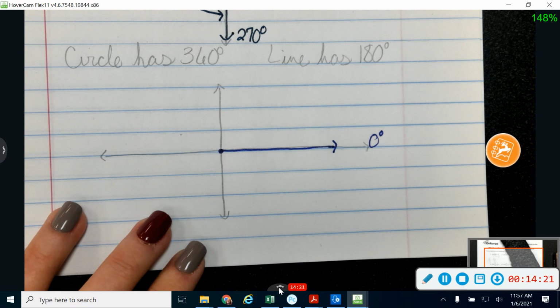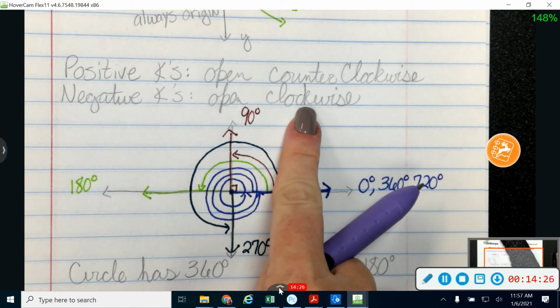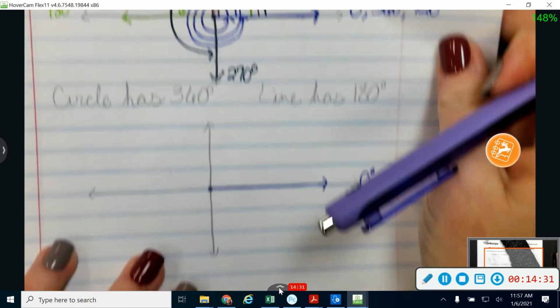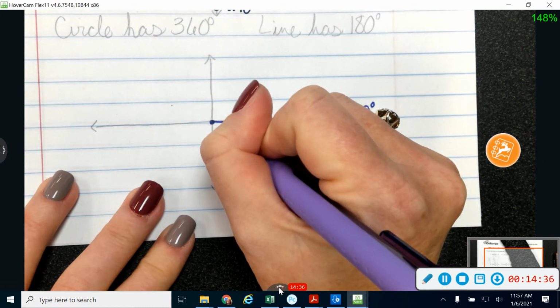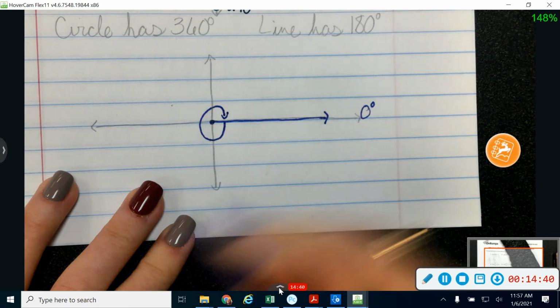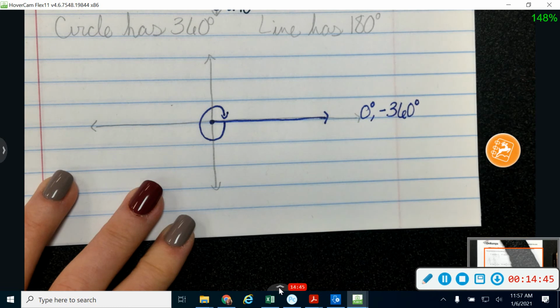This time I'm going to measure clockwise. What does it mean when I open clockwise? I'm going to have negative angles. That's right. So my measurements now are going to be less than 0. They're going to be negative. So let's go all the way around clockwise, and that's going to put me at negative 360 degrees.